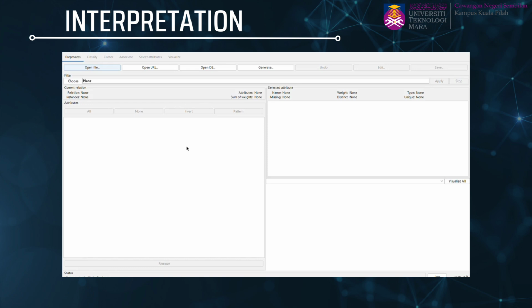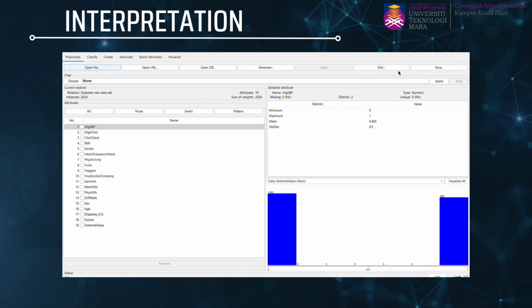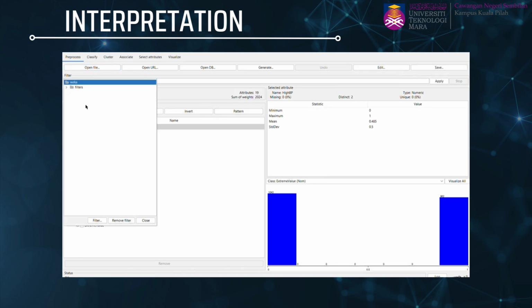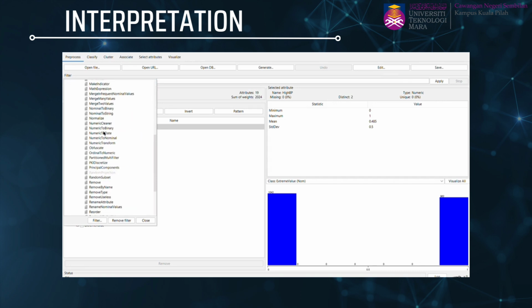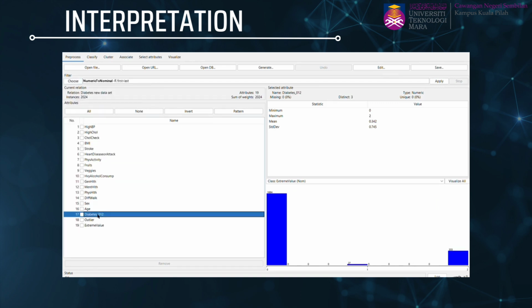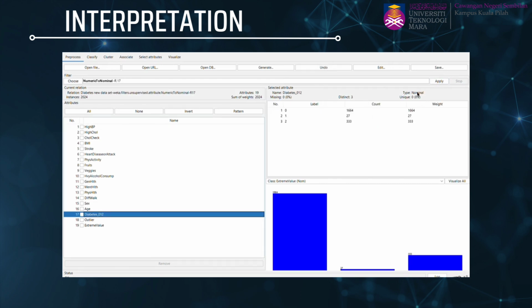So the interpretation, which is basically what we can interpret on the data. First we will want to open the data, and we will want to change a specific attribute from numeric to nominal. This is on diabetes, on our 17, so change this into 17. Okay, and click apply, and make sure that it is nominal.